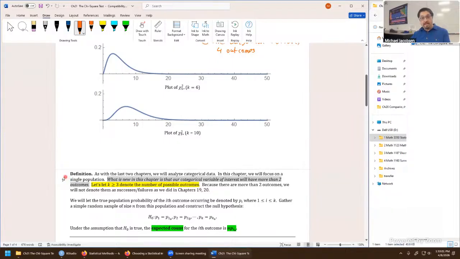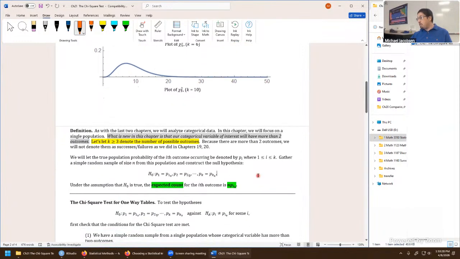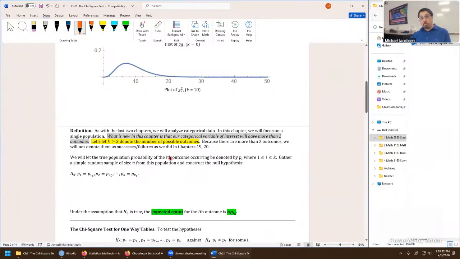First, the definition is just a reminder of the setting that we're in. We're considering one categorical variable, just a single one, that's having more than two outcomes. K is the number of those possible outcomes at 3 or higher. And we are not going to call the outcome successes or failures any longer because there's 3. There's a trichotomy at minimum or even more. Next thing we're going to do is define the parameters.